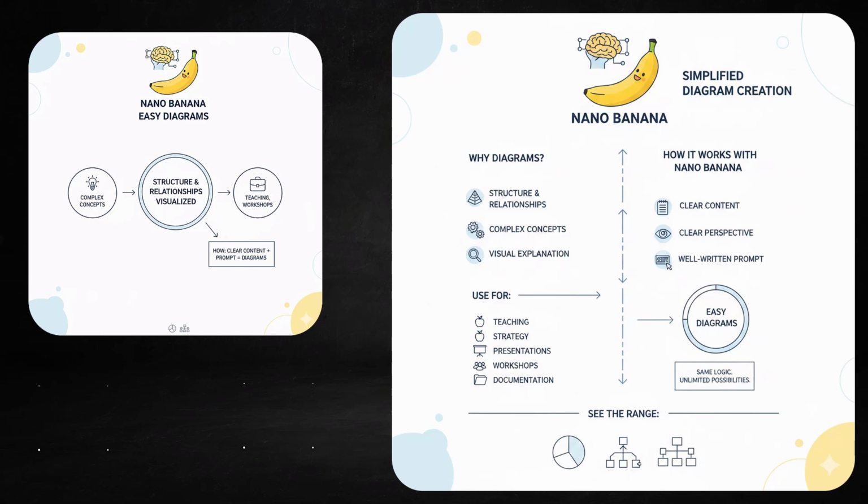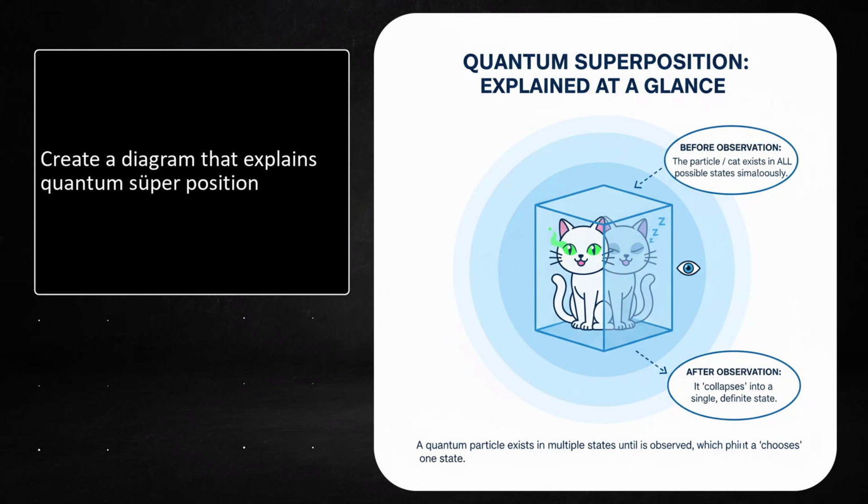things fit together. Let's start with quantum superposition example. Here's the prompt we use. Create a diagram that explains quantum superposition. That's the entire instruction. Now, look at the result.